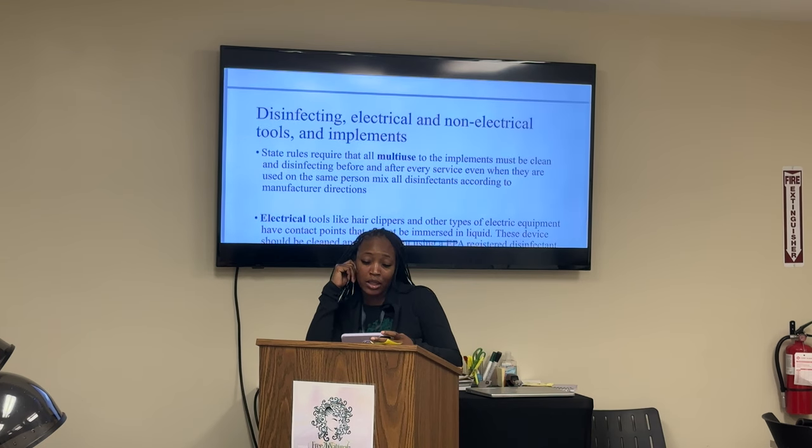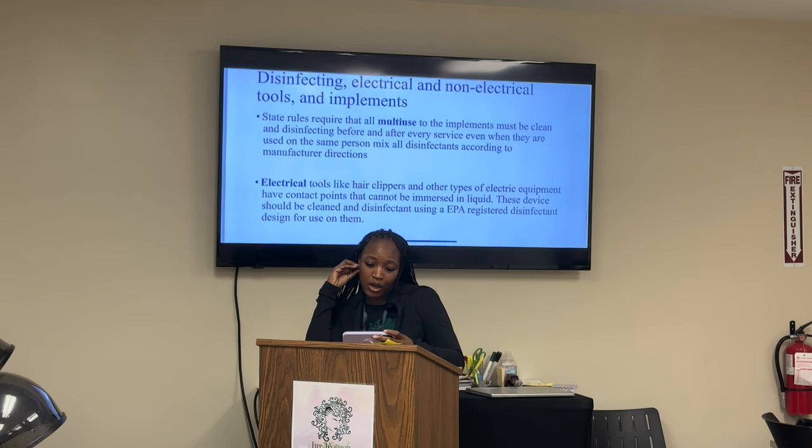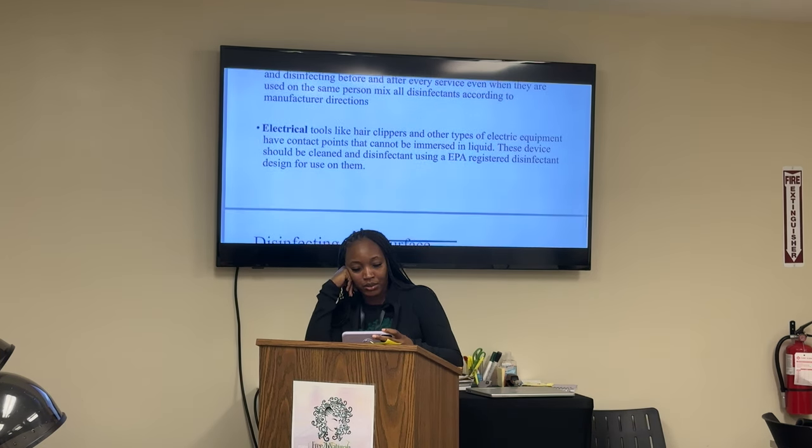Disinfecting electrical tools or non-electrical tools and implements. State rules require that all multi-use implements must be cleaned and disinfected before and after every service, even when they are used on the same person. Mix all disinfectants according to manufacturer's directions.